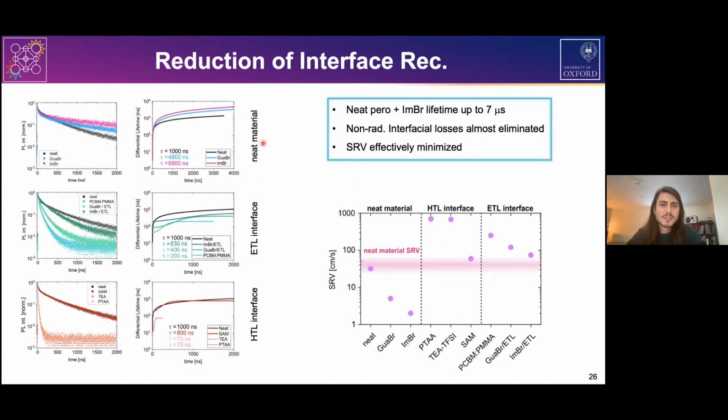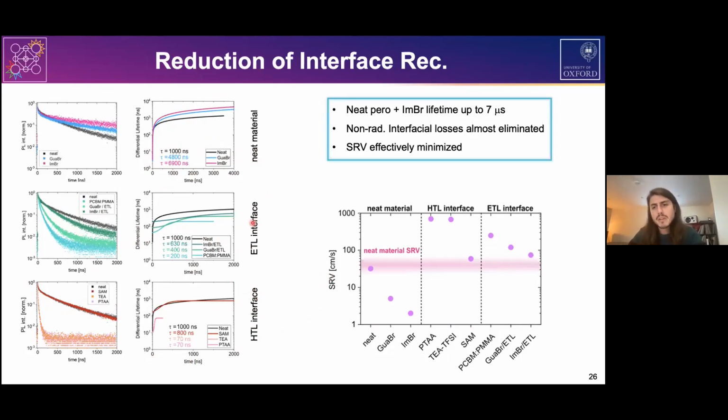You can see that in the neat material with the imidazolium bromide, the lifetime gets pushed up quite substantially, reaching almost 7 microseconds, which is quite long. But more interesting, when we look at the two interfaces, when we use imidazolium bromide, the lifetime gets really close to the one of the neat material. And in the case of the SAM, the two lifetimes are basically exactly the same. So we have almost zero losses induced by these new interfaces.